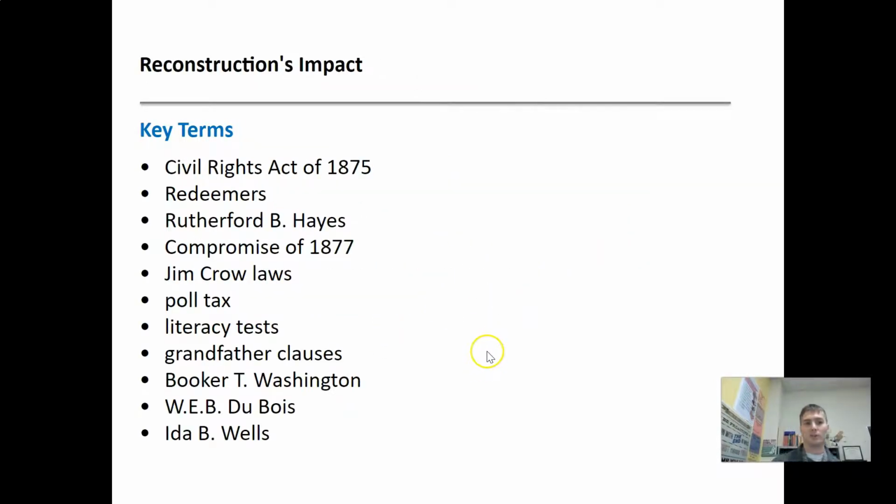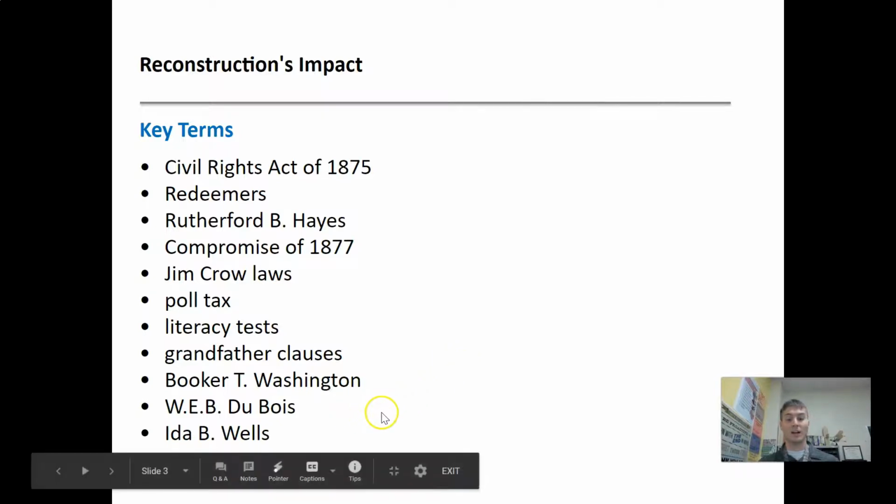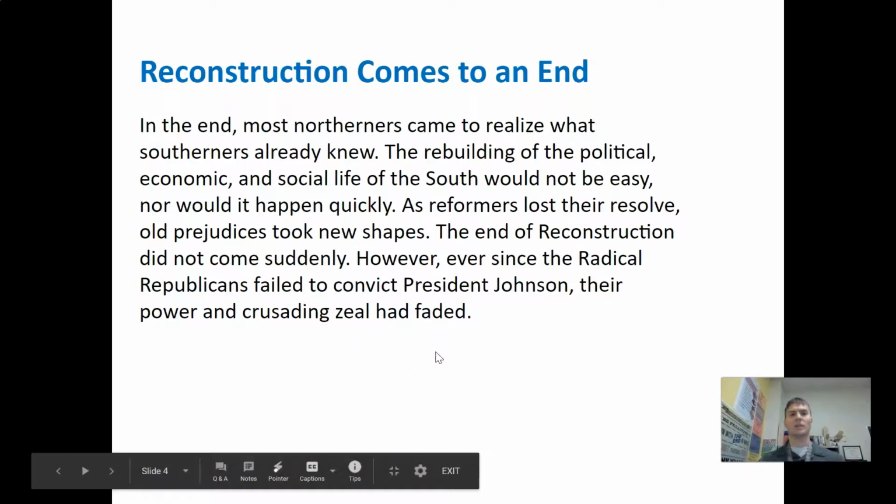Your key terms today are going to be included right up here in the slide. You can pause it whenever you need to take a look at them, but we're going to be looking at the Civil Rights Act of 1875 all the way to the election of Rutherford B. Hayes in 1876, which is in itself kind of a mess, the Compromise of 1877, and then we're going to start to see what we see in the South truly at the end of Reconstruction. That includes segregation, Jim Crow laws, poll taxes. In addition to that, we'll also see some of the strong advocate voices for African Americans moving into the late 1800s, like Booker T. Washington, W.E.B. Du Bois, and Ida B. Wells. So let's go ahead and get into it, shall we?